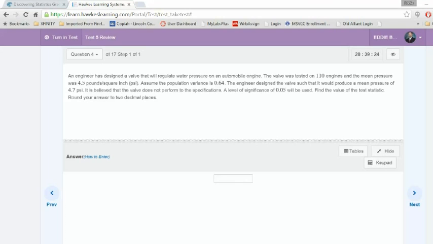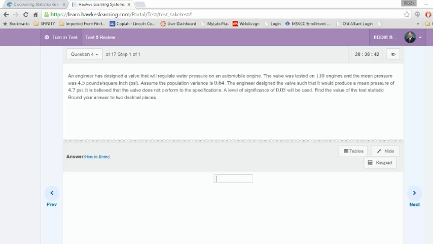All right, so an engineer has designed a valve that will regulate water pressure on an automobile engine. The valve was tested at 110 engines and the mean pressure was 4.5 pounds per square inch. Assume that the population variance is 0.64. The engineer designed the valve so it will produce a mean pressure of 4.7 pounds per square inch. It is believed that the valve does not perform to specifications. So this is another one of those does not equal to problems. A level of significance of 0.05 will be used.